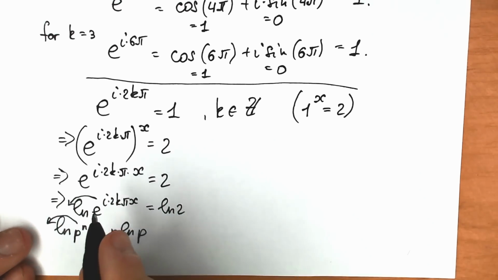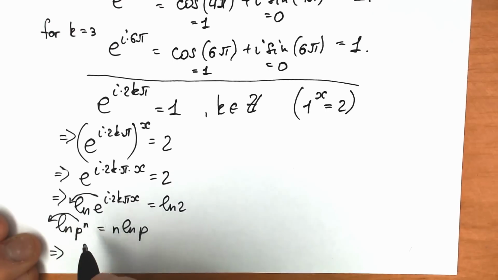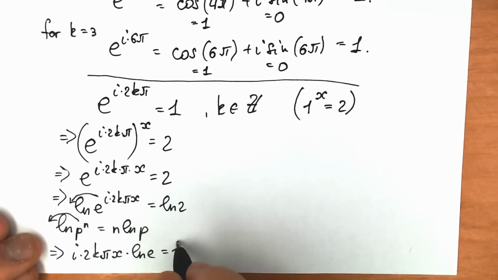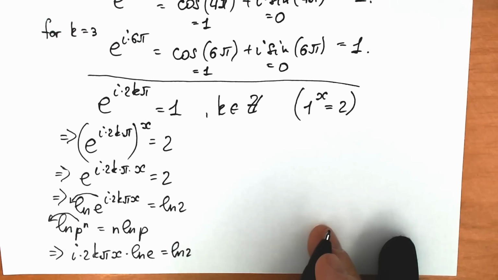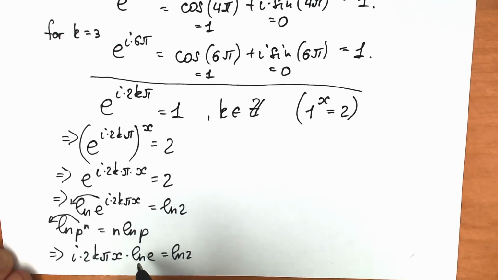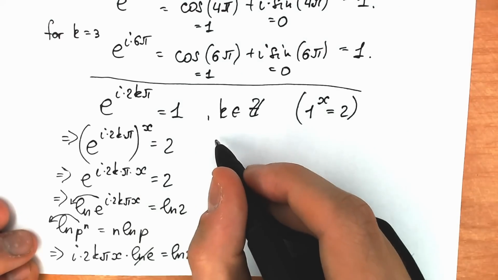That's why I write this i 2k pi x in front of this natural log e. So we have i times 2k pi x times natural log e equal to natural log 2. All right, this natural log e is equal to 1, so we can easily cancel it, and right now we have i 2k pi x equal to natural log 2.